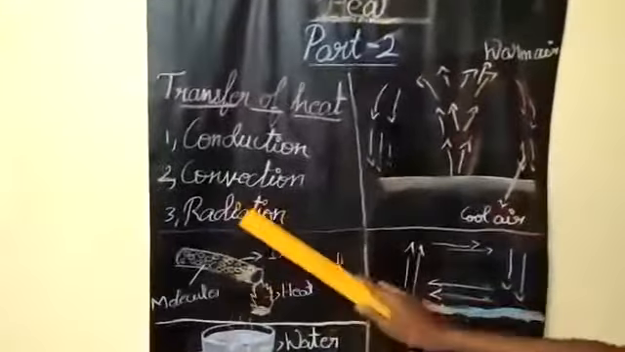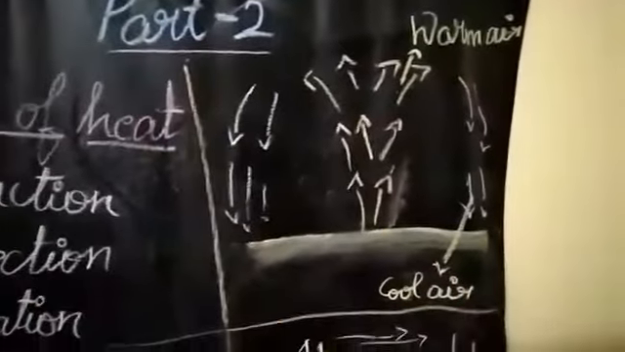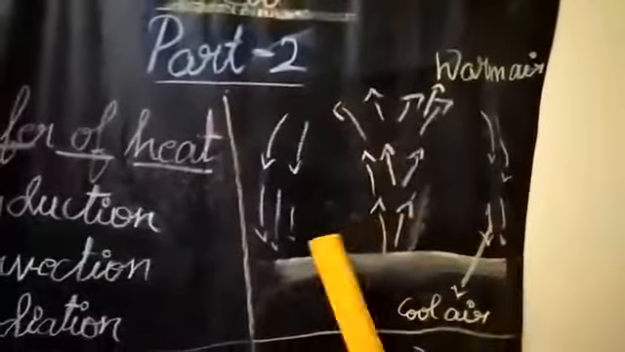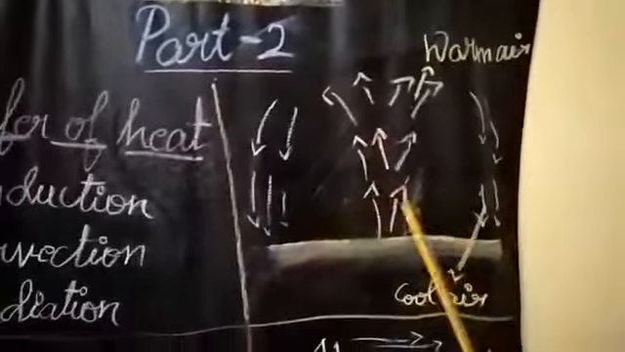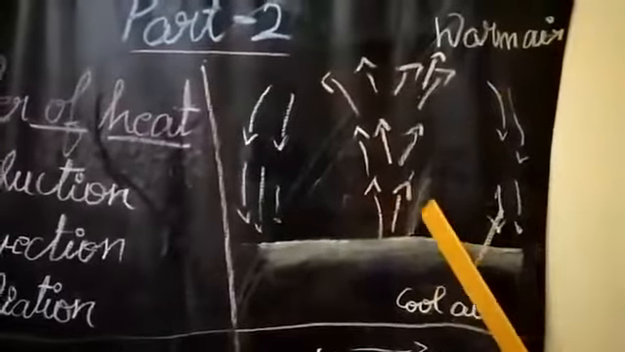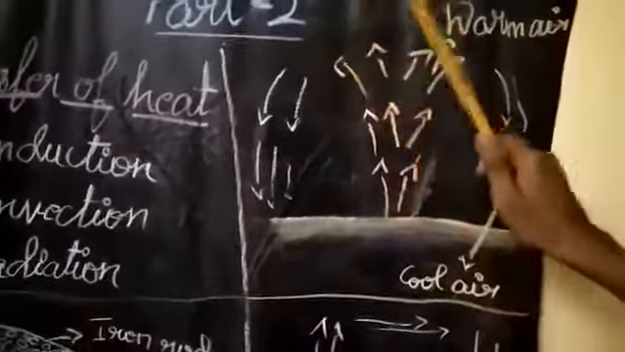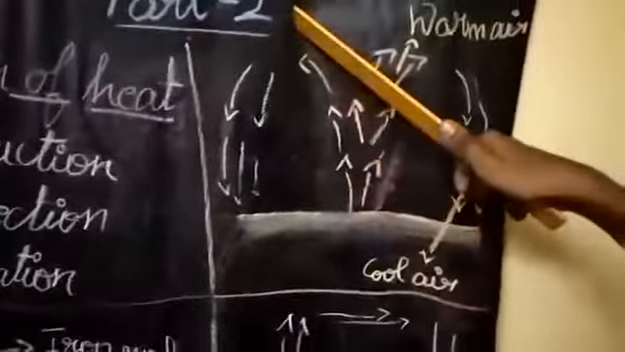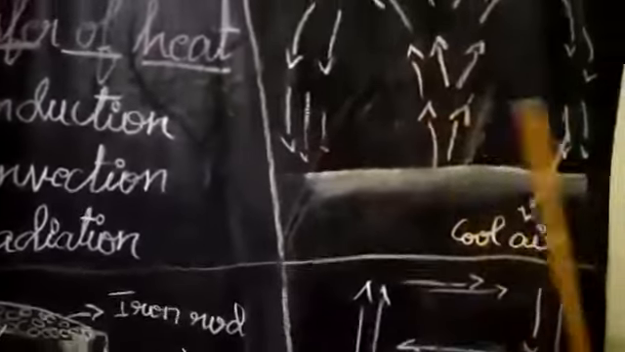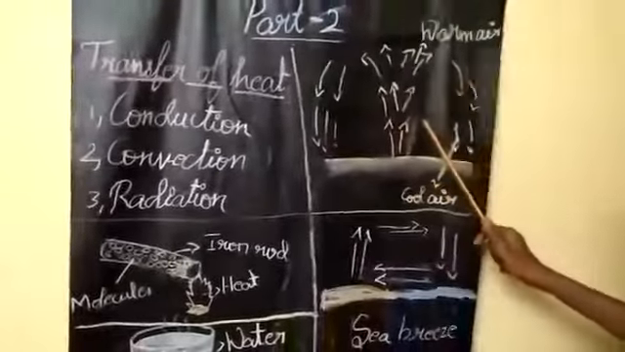For example, in the ground, the air in contact with the ground will be heated because the land is hot, and the heated air moves upward because hot air has low density, so it will rise up, and the cooler air at the top will move downward to replace the air at the bottom. This is called radiation type of heat energy.